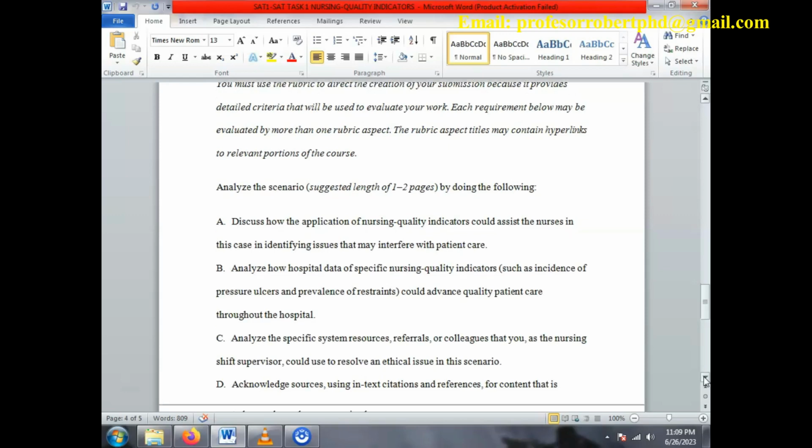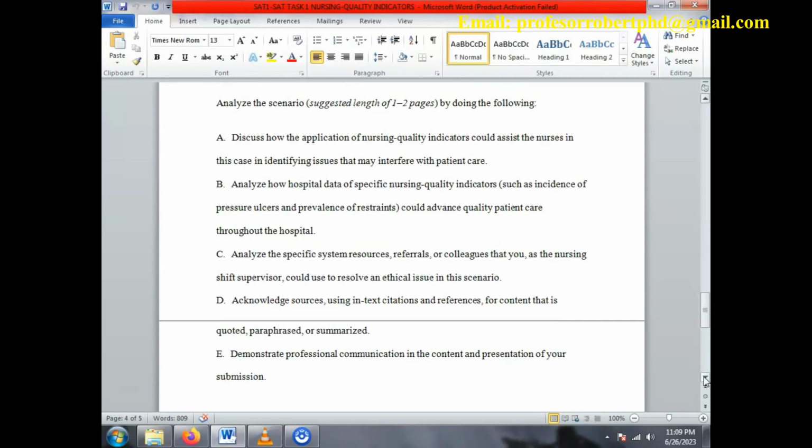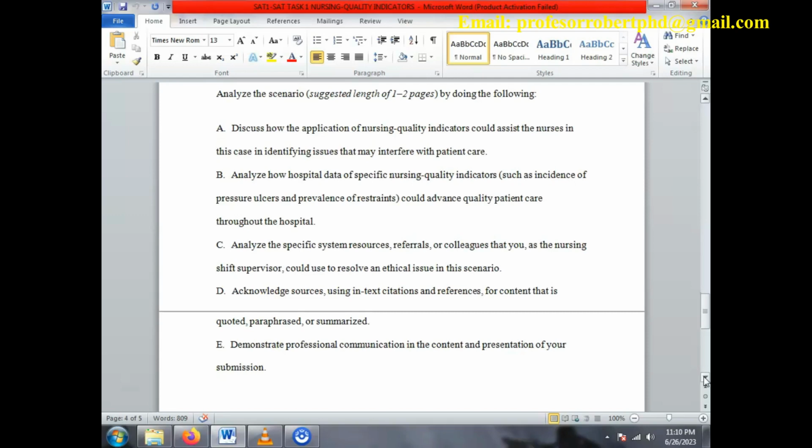Analyze the scenario, suggested length of 1-2 pages, by doing the following. Discuss how the application of nursing quality indicators could assist the nurses in this case in identifying issues that may interfere with patient care. Analyze how hospital data of specific nursing quality indicators, such as incidence of pressure ulcers and prevalence of restraints, could advance quality patient care throughout the hospital. Analyze the specific system resources, referrals, or colleagues that you, as the nursing shift supervisor, could use to resolve an ethical issue in this scenario.